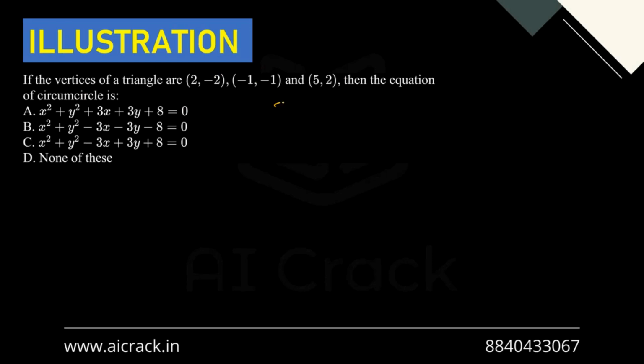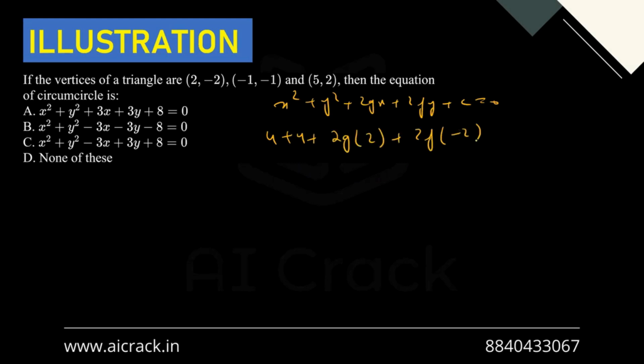So the general equation is x square plus y square plus 2gx plus 2fy plus c equals 0. Basically we'll put the value of the first coordinate, that would give me 4 plus 4 plus 2g times 2 plus 2f times minus 2 plus c equals 0. So this gives me 8 plus 4g minus 4f plus c equals 0. So this is our first equation.